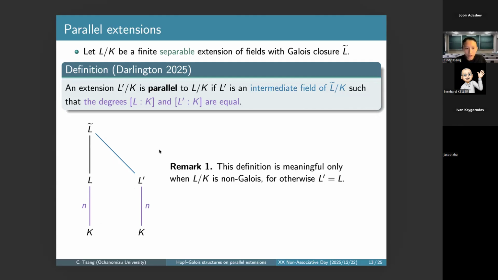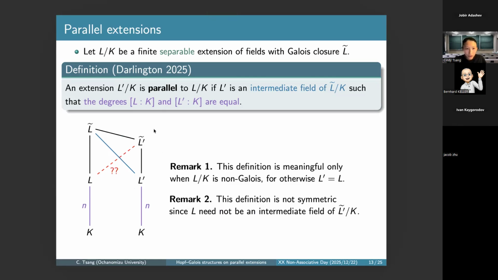Also, the terminology might be a bit misleading. It says parallel, but this relation is not symmetric, because according to this definition, you need L prime to be contained in the Galois closure of L. So if I look at extensions that are parallel to L prime over K, then I need to look at the Galois closure of L prime. But the Galois closure of L prime could be strictly smaller than the Galois closure of L. So L might not actually be contained in the Galois closure of L prime. In that case, we cannot say that L over K is parallel to L prime over K, even though they have the same degrees. So we need this extra condition.